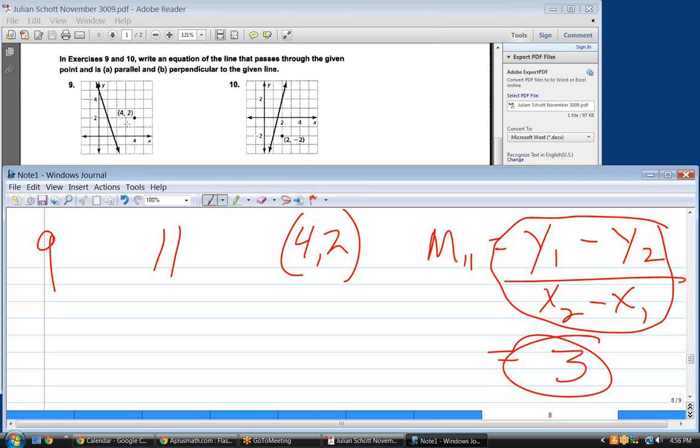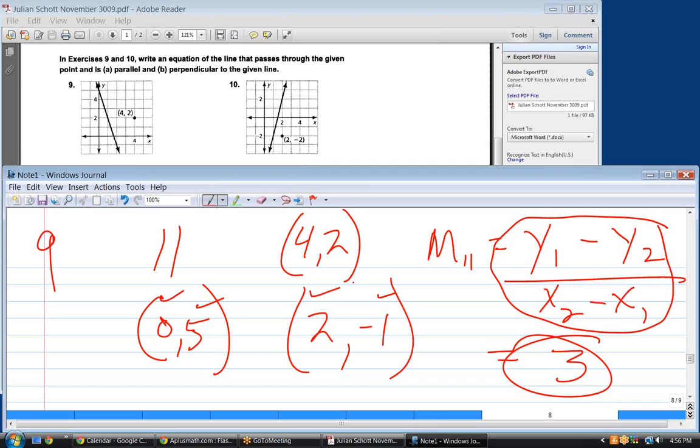This is a little more difficult than a typical problem. A typical problem would give you the 2 points. One of the points is 0, 5, right? That's this point here. This point down here is 2, negative 1. If I'm going to do y sub 1 minus y sub 2 to get 6, then I have to do 0 minus 2 to get negative 2. So if I'd done them in the right order, I would have gotten negative 3.